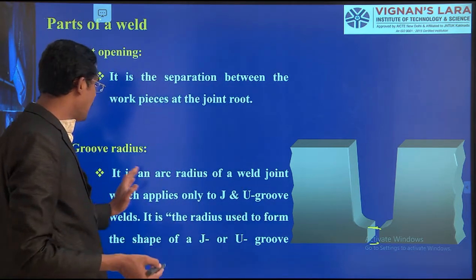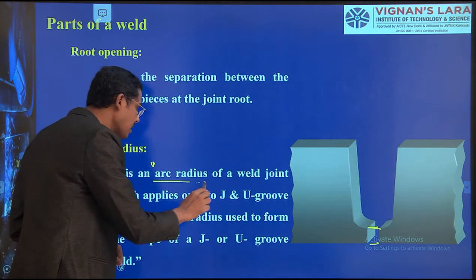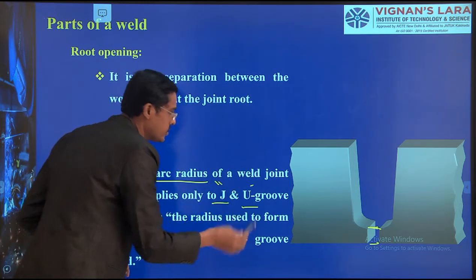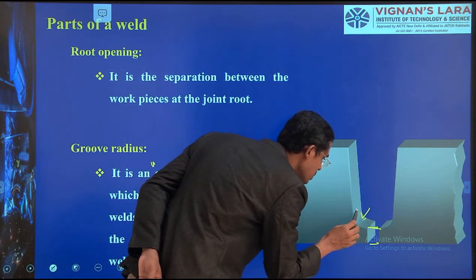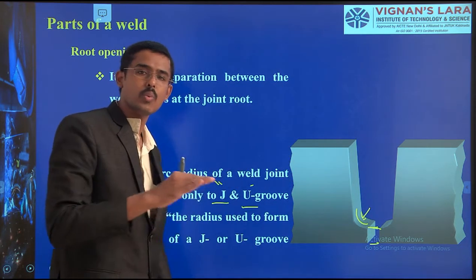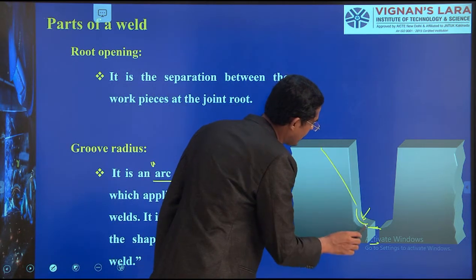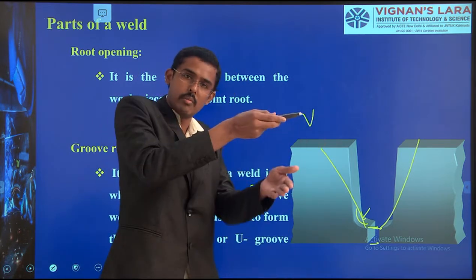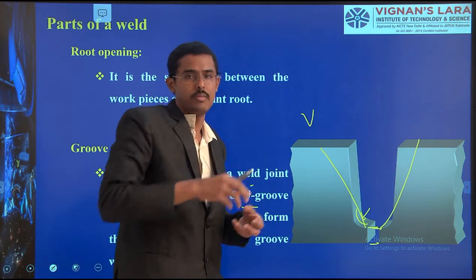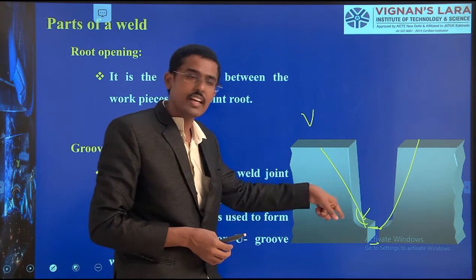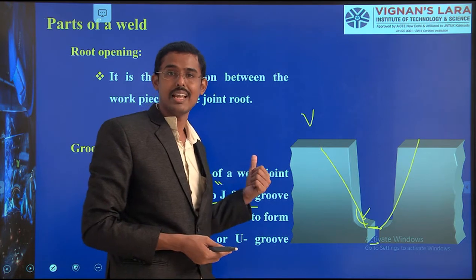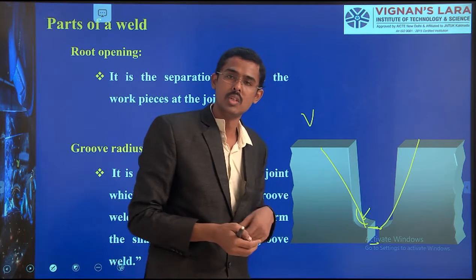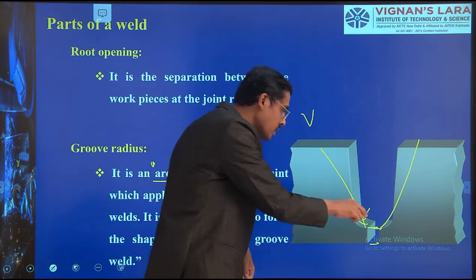Groove radius is the arc radius of the weld joint, which applies to J and U grooves. We should give a radius here. In the earlier case, we cut it like this and made a V, but here we are making a J to fill more molten material. It is somewhat more difficult compared to the V. I told you in the last class that V is the preferable edge preparation method rather than J and U. If you want to prepare a J, you have to give the radius for J and U.